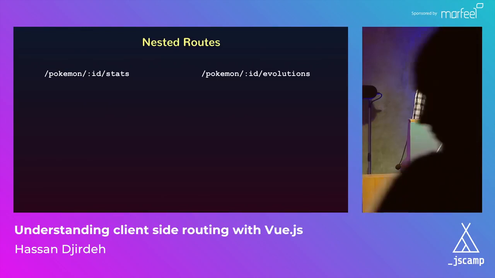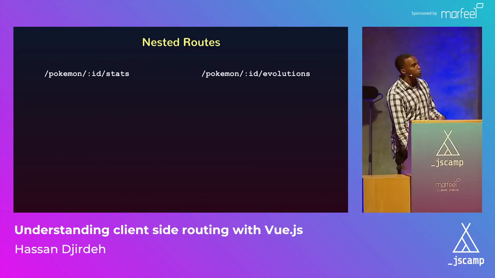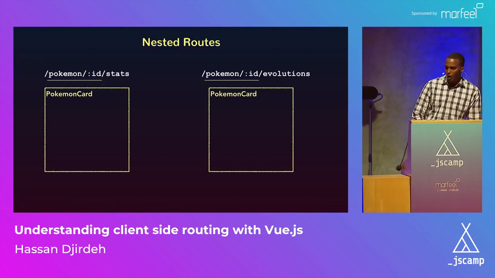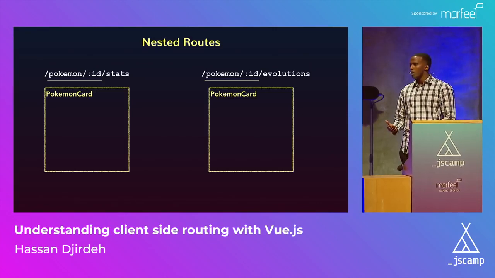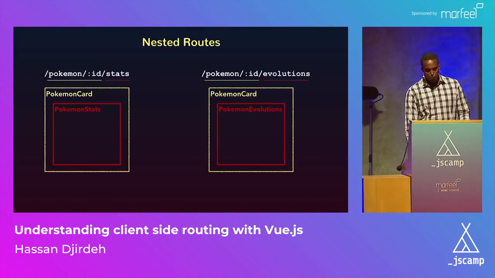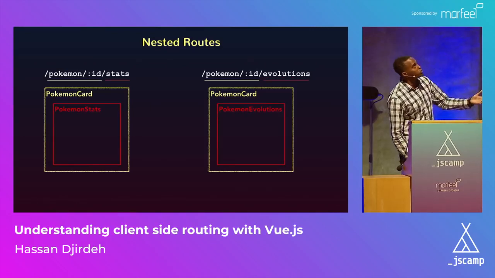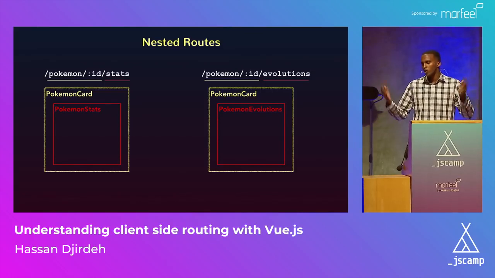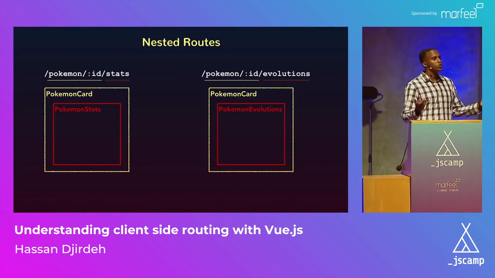Nested routes constitute having a parent route followed by multiple different nested routes. So we know the /Pokemon/ID route gives us the Pokemon card component. But we can add something to the route, so if we added stats to it, it'll give us the Pokemon stats component as a child. But if we specified /Pokemon/ID/evolutions, it'll give us the Pokemon evolutions component, or any other components we have in mind. So you can see how useful this is.